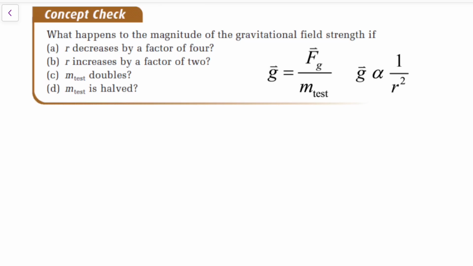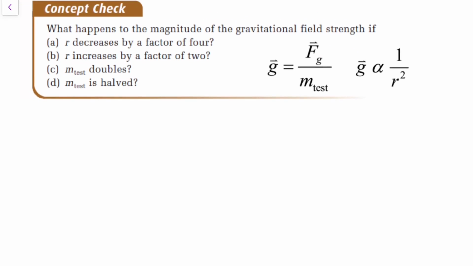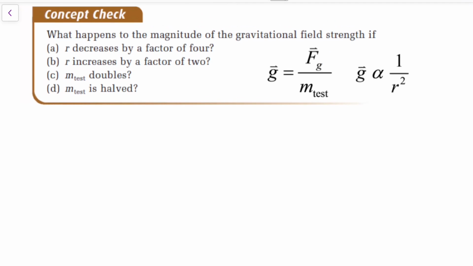Okay, so we're going to go over a few examples here of just some real quick and easy proportionality type problems. So this is the concept check from your textbook. What happens to the magnitude of the gravitational field strength if the distance between the two objects decreases by a factor of 4?